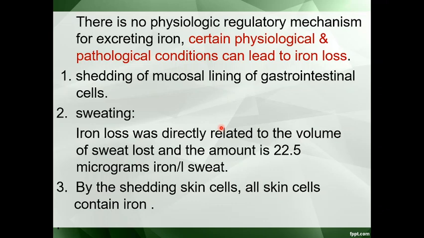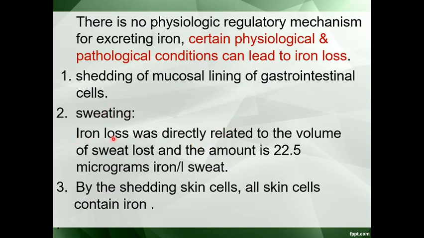There is no physiological regulatory mechanism for excreting iron. Certain physiological and pathological conditions can lead to iron loss, but there is no hormone or enzyme which can excrete the iron in the urine or in the feces. So there is no physiological regulatory mechanism. Shedding of the mucosal lining of the gastrointestinal cells leads to iron loss because the absorption of the iron will not take place.